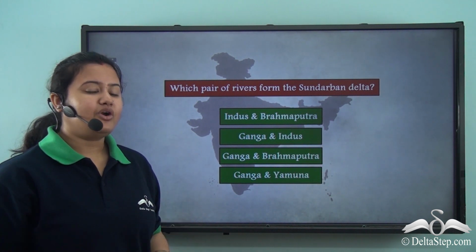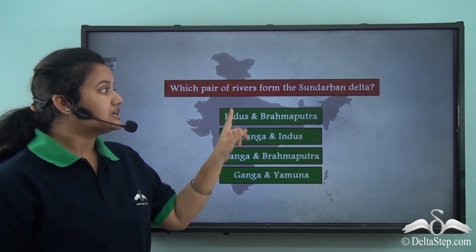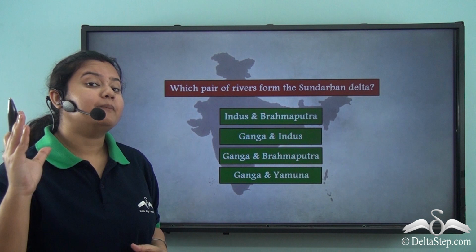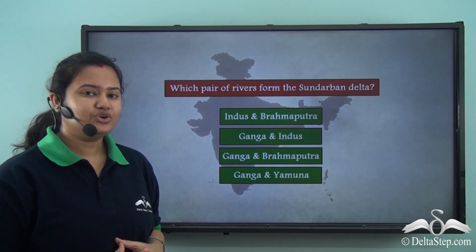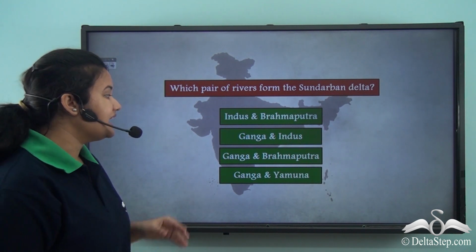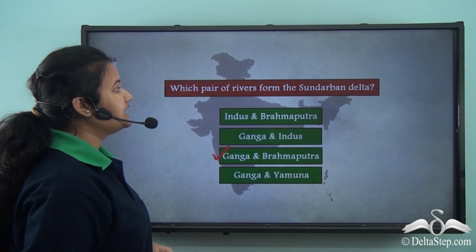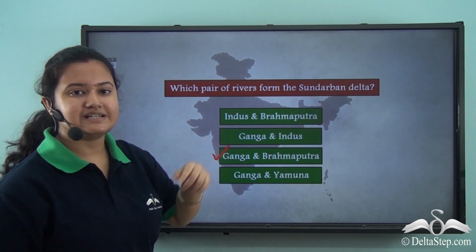If you remember, I mentioned that Sundarban Delta is also known as the Ganga Brahmaputra Delta. So, the correct option will be Ganga and Brahmaputra. These are the two rivers that form the Sundarban Delta.